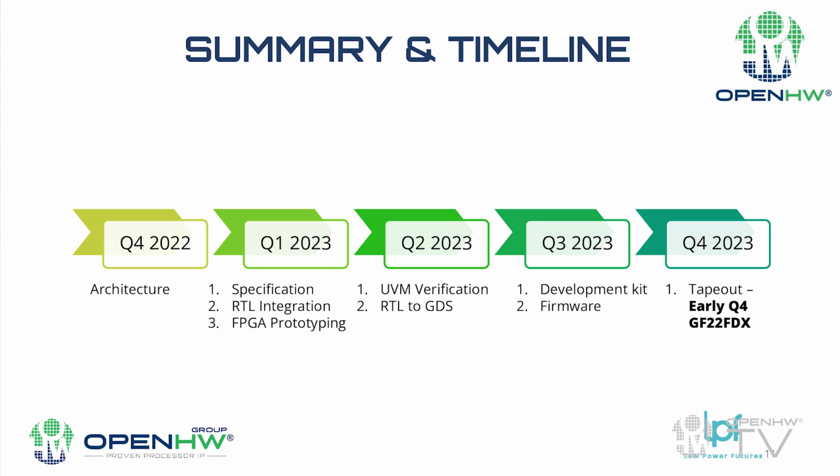This is an overview of the timeline. Most of the architectural work was done last year in Q4. Today we have a lightweight specification, and we have started RTL integration and FPGA prototyping. We're expecting to have a first version of the FPGA prototype by the end of April. We've also started working on UVM verification, where TC has been working on an overall verification plan.